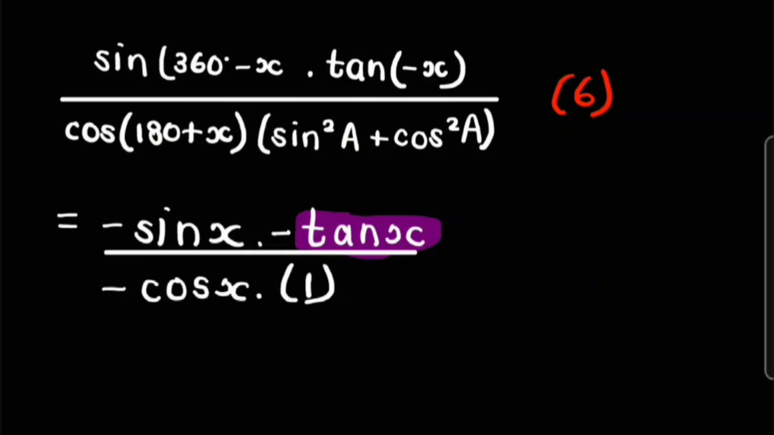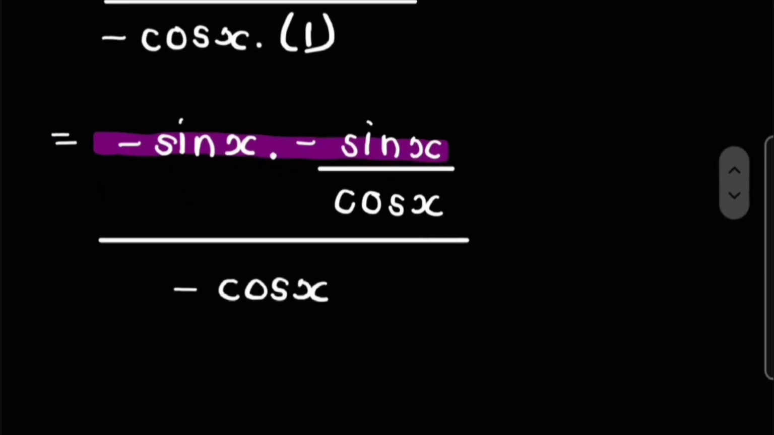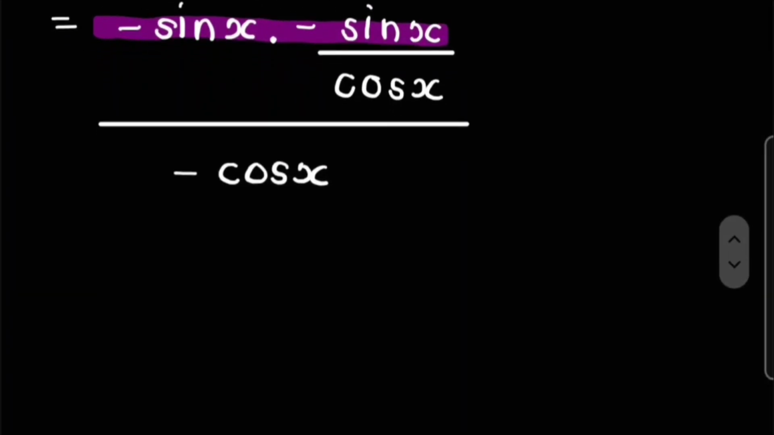Now in the next step, what we're actually going to do here is change tan. So we'll replace tan with sine over cos, bearing in mind that there's this negative in front. So essentially this is what we get. And now focusing on the numerator part, we notice that we've got negative sine x times negative sine x. That should give us a positive sine squared x.